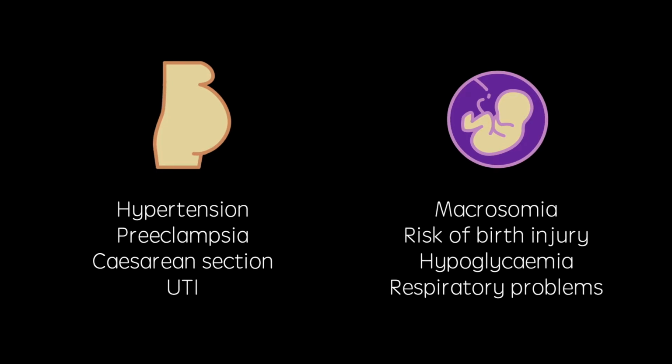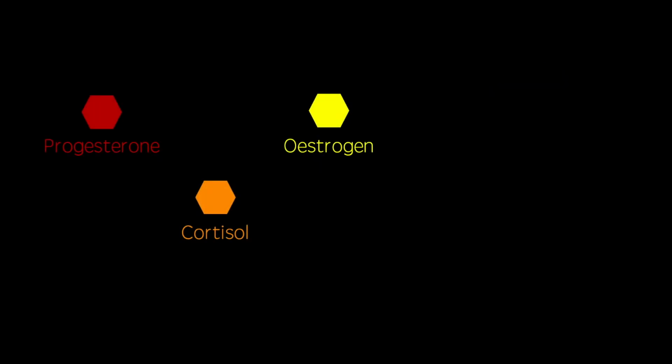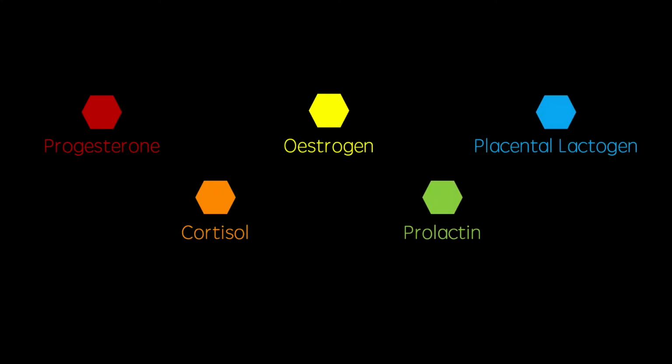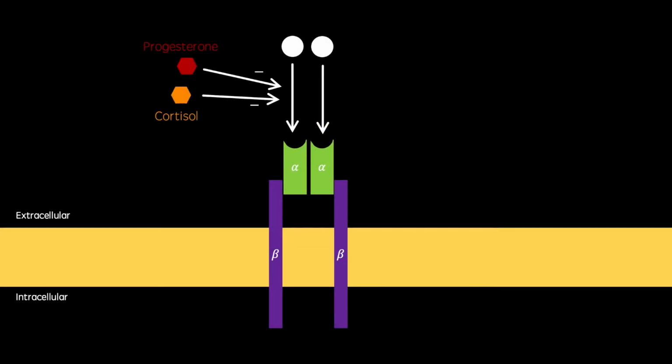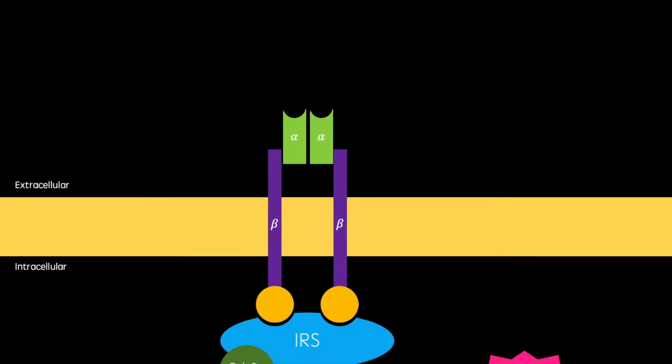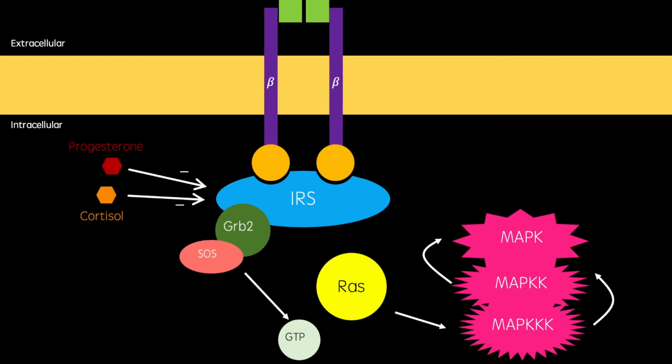Gestational diabetes affects 10% of pregnancies and is caused by the effects of pregnancy hormones: progesterone, cortisol, oestrogen, prolactin, and placental lactogen. Although progesterone and cortisol inhibit the binding of insulin to its receptor, estrogen enhances it, so these effects are balanced out. However, progesterone and cortisol also inhibit insulin receptor substrate, and therefore the entire downstream signaling cascade of insulin receptor activation. For more information on the response to insulin activation, you can see my video on type 2 diabetes, the link for which I will provide below.